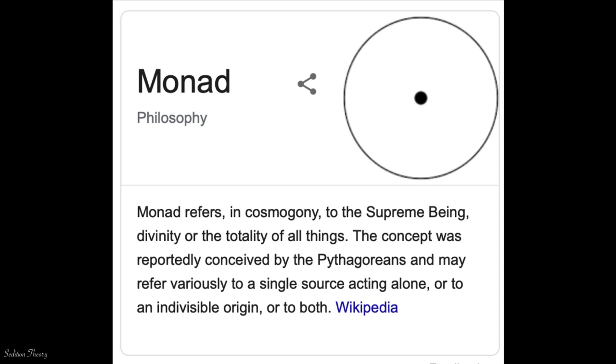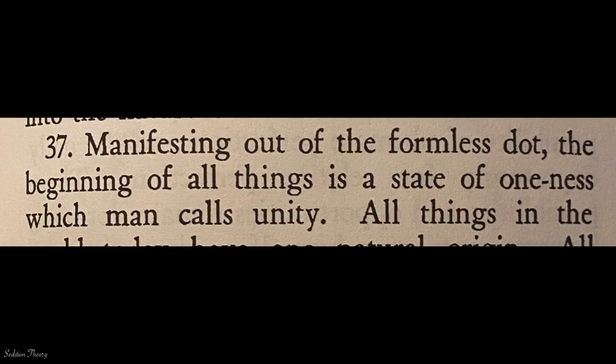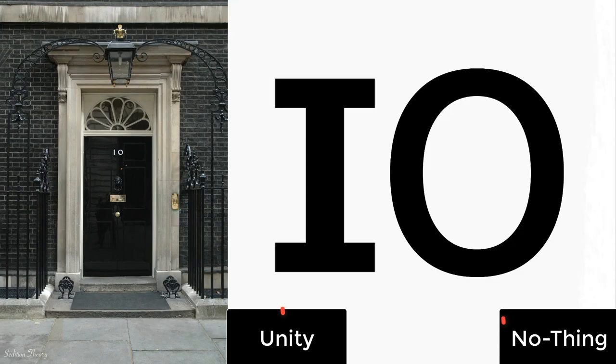This is symbolized as the monad, and the monad refers to the supreme being, the divinity of the totality of all things. Manifesting out of the formless dot, the beginning of all things is a state of oneness, which man calls unity. So this is what the number 10 means, the I being unity and O being the no thing.